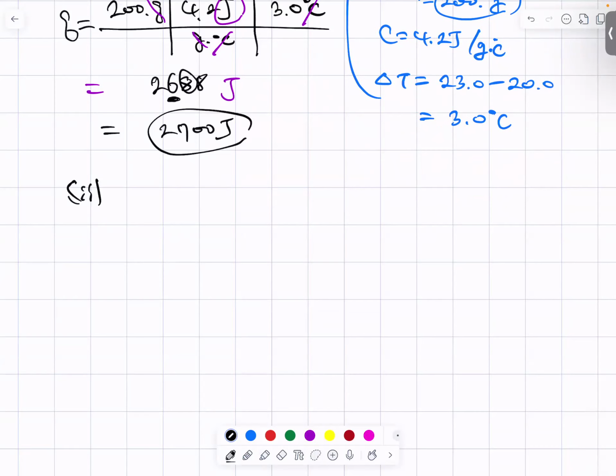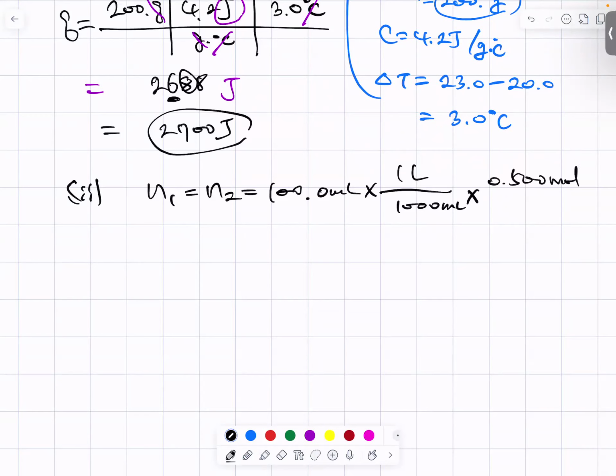So here, mole of acid, mole of base, both of them the same, equimolar. It is 100 milliliters times, let's convert 100 milliliters to liters, and times molarity. It is 0.5 molarity, 0.5 mole per liter. So this is now 0.0500 mole.